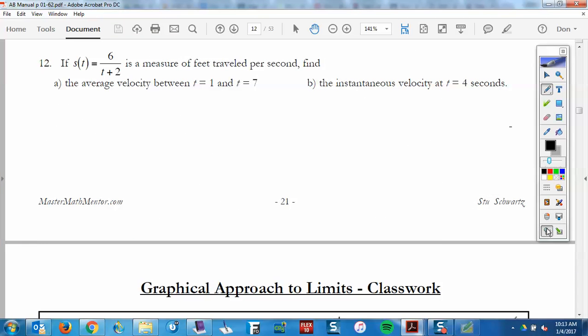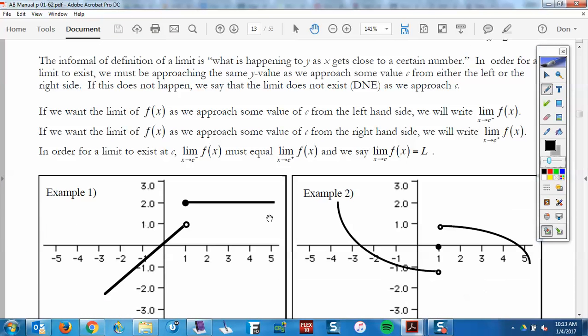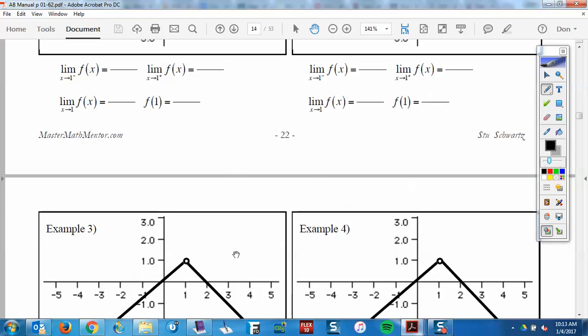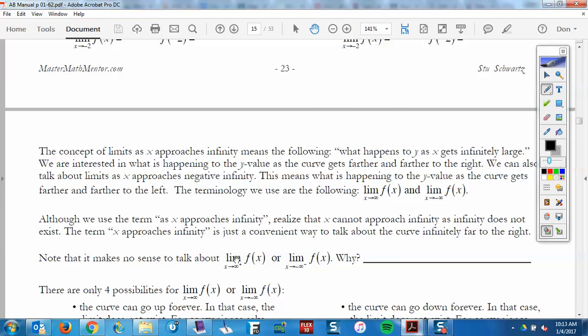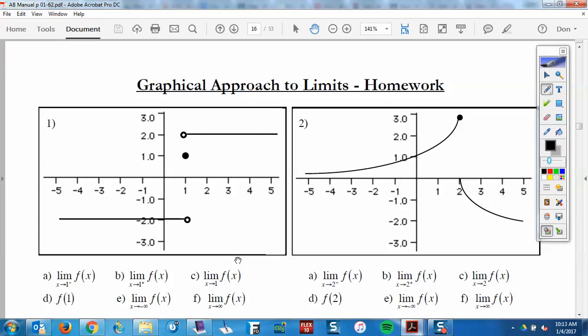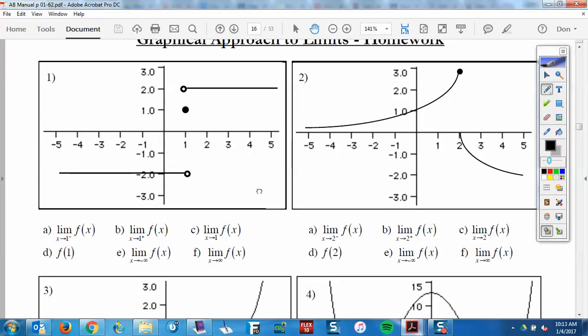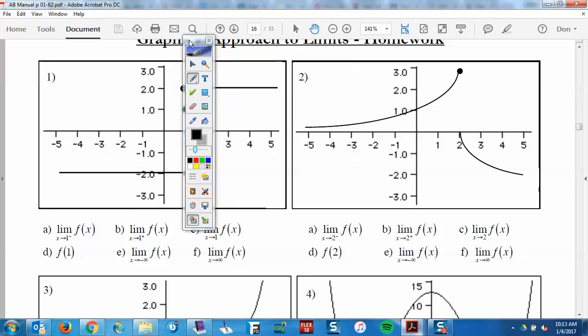Now let's do a little bit of limit work here. Okay, let's do number 2. You got 6 little quick questions here.